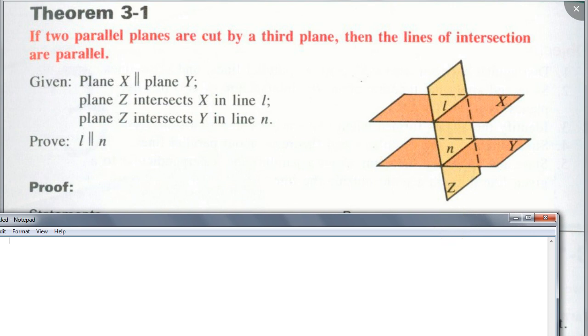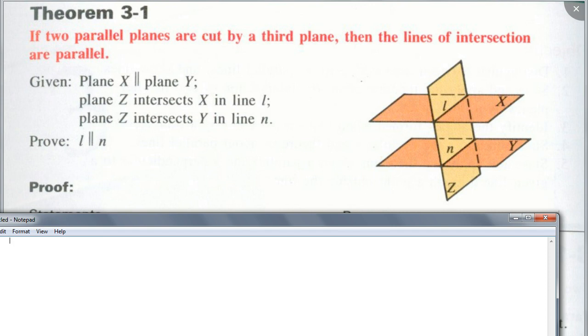You don't have to write that out, but this helps us understand what this theorem is saying. Isn't that right? So this is in the book. You don't have to write it out, but we are going to prove this. So you have two planes that are parallel. Which two planes are parallel? Plane X and plane Y. And plane Z is the third plane.